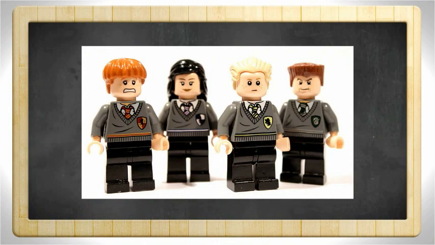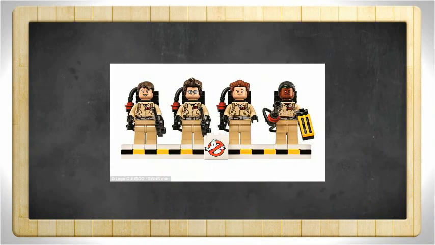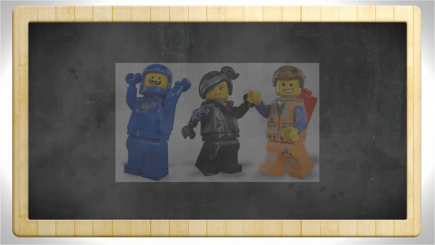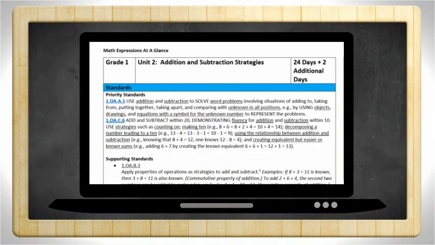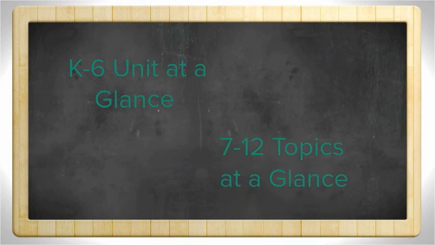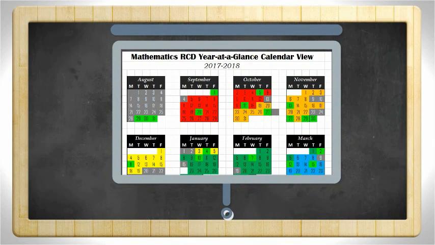In an effort to make core accessible to all students, the math teams decided on a template based on feedback gathered from teachers, coaches, and administrators. That feedback is reflected in each template. This summer, K-12 math teams completed Unit at a Glance documents for K-6 and Topic at a Glance documents for 7-12. Year at a Glance documents were completed for each grade band. Let's look at those documents now.